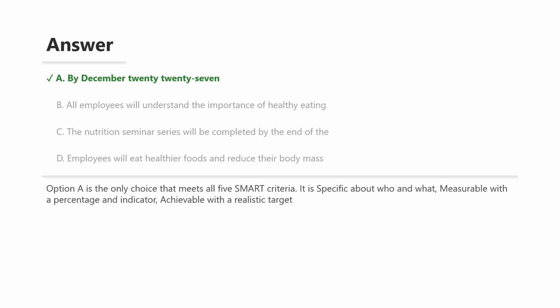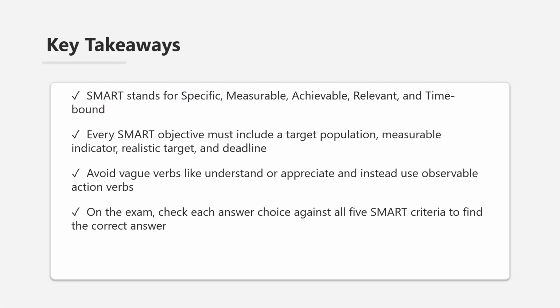Option B uses the unmeasurable verb understand. Option C describes an activity rather than an outcome. Option D lacks a time frame and measurable indicators.